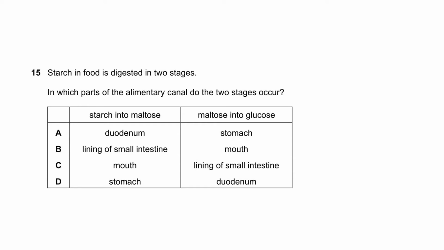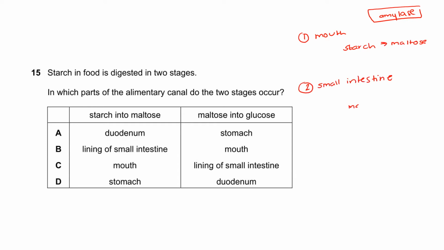Question 15 says starch in food is digested in 2 stages. In which part of the alimentary canal do the 2 stages occur? The first stage is in the mouth using amylase. Amylase is secreted from the salivary glands into the mouth. It converts starch to maltose. The second part is in the small intestine. Maltase is secreted and it converts maltose into glucose. Amylase is secreted from the salivary glands into the mouth and is also secreted from the pancreas into pancreatic juices, which then flows into the small intestine. So mouth and then small intestine.